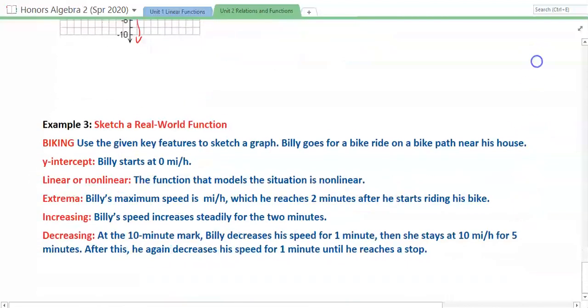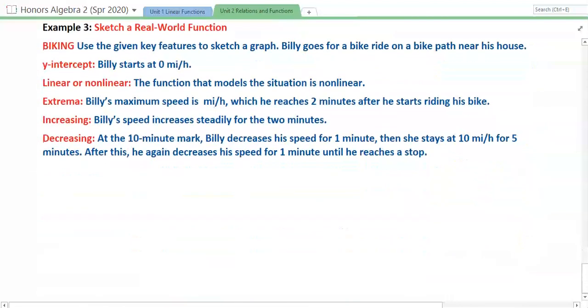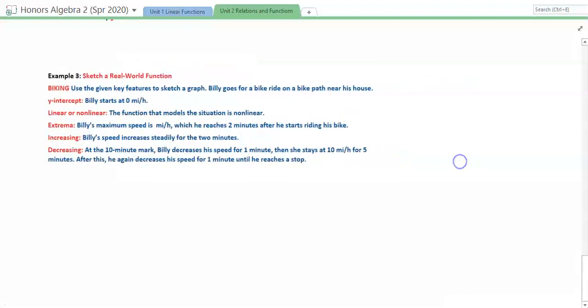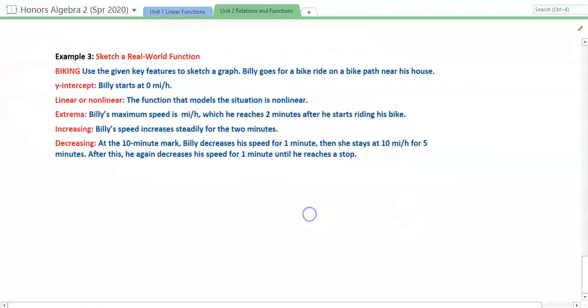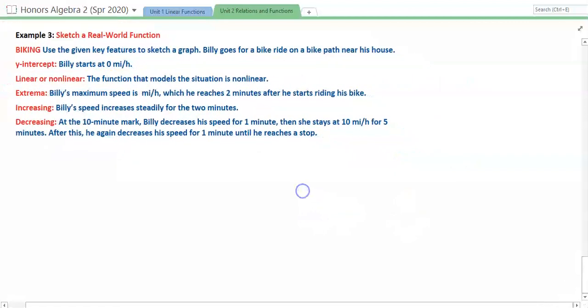All right, so let's look at our last example here, a nice real-world sketch. And so we're given a lot of information here. And again, the key is to decipher it all and build your graph. And so when we look at this example, we're told that given the key features, sketch a graph. Billy goes for a bike ride on a path near his house.